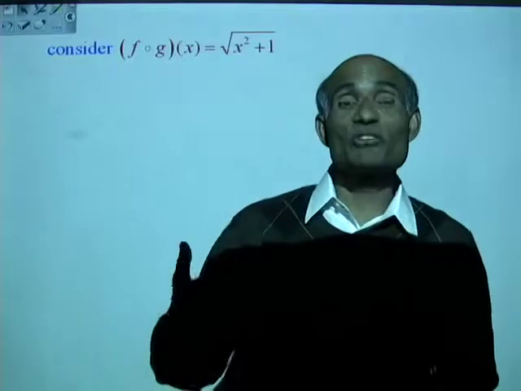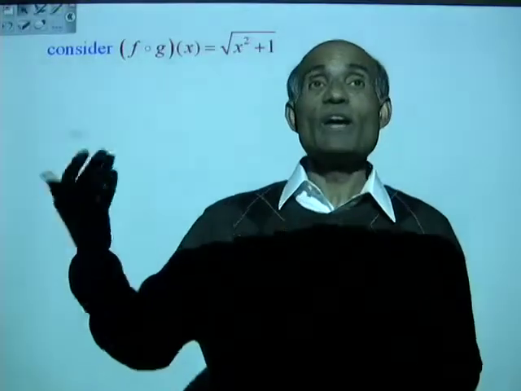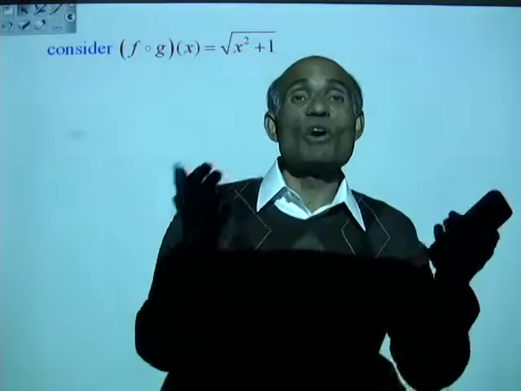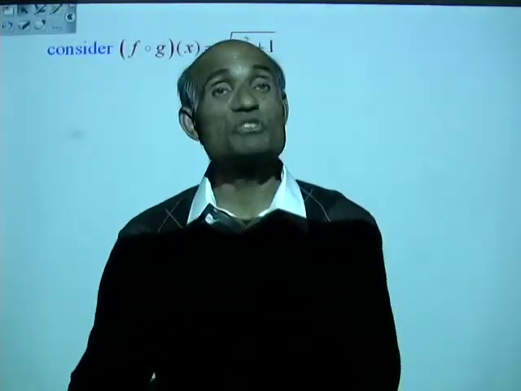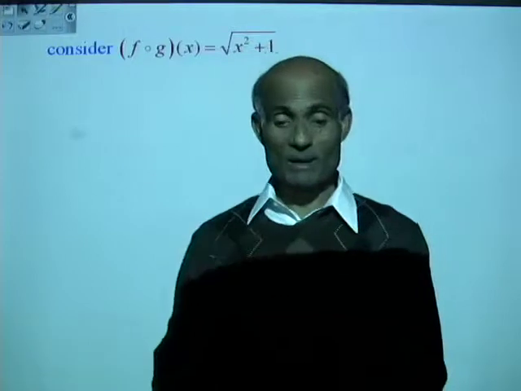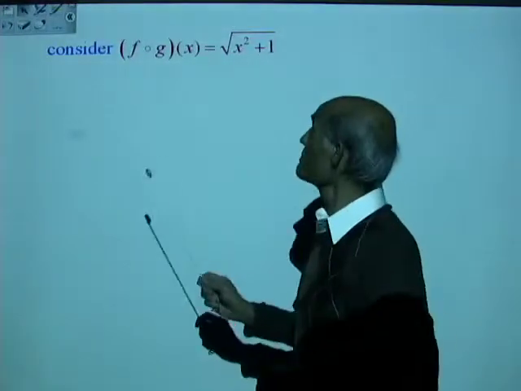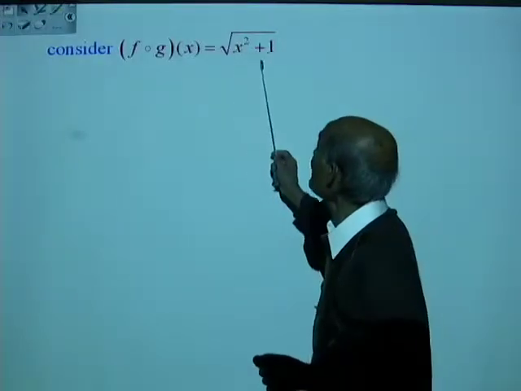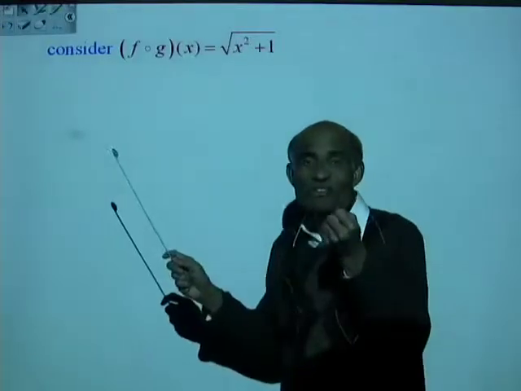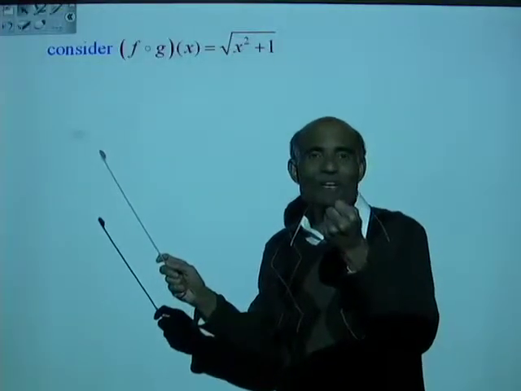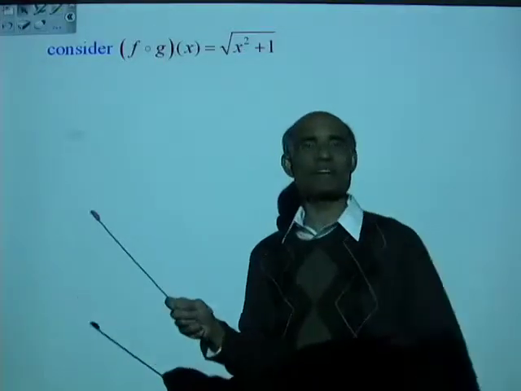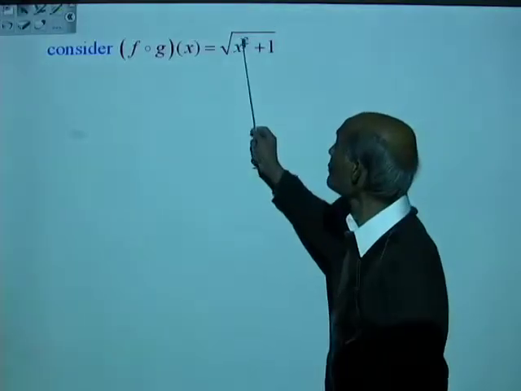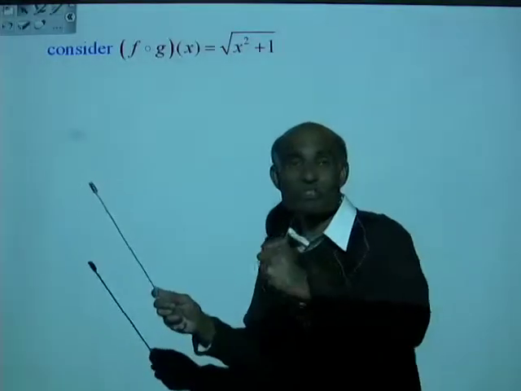f of g of x equal to square root of x squared plus 1. What are the possible forms of f of x and g of x? Well, the simplest way to look at it is, since x squared plus 1 is a quantity inside the square root, we can call that equal to g of x. Is that right? Yes. So this x squared plus 1 can be g of x.